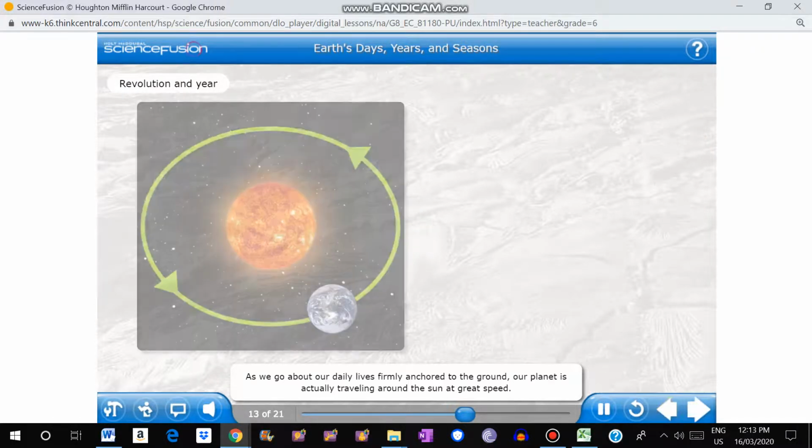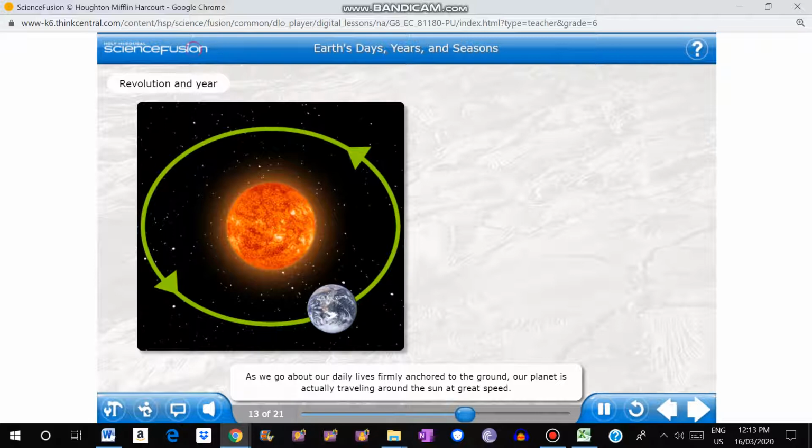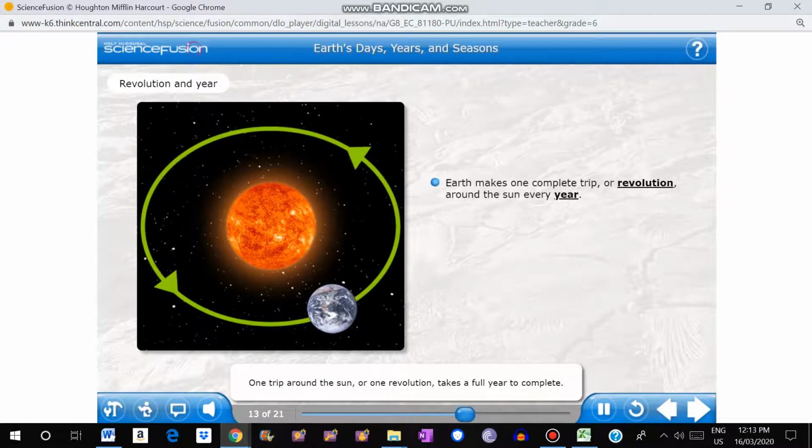As we go about our daily lives firmly anchored to the ground, our planet is actually traveling around the Sun at great speed. Let's learn a little more about this. One trip around the Sun, or one revolution, takes a full year to complete.